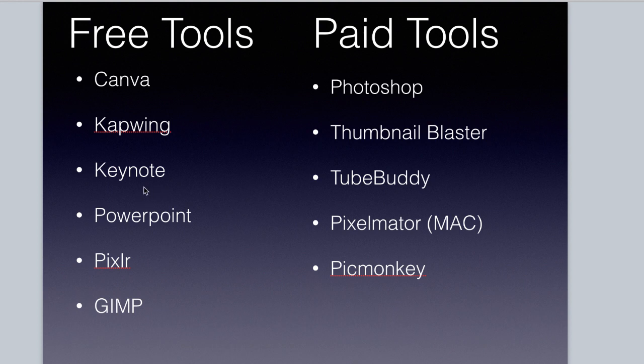If you have a Mac, you can use Keynote. It's like PowerPoint. So PowerPoint or Keynote are kind of simple programs for creating thumbnails. Pixlr is another one that's free. And GIMP, I heard that I haven't used it actually, but some people say it takes a long time to learn it. But let me know in the comments or let me know in the chat, what software are you using to create YouTube thumbnails? I've been using Canva.